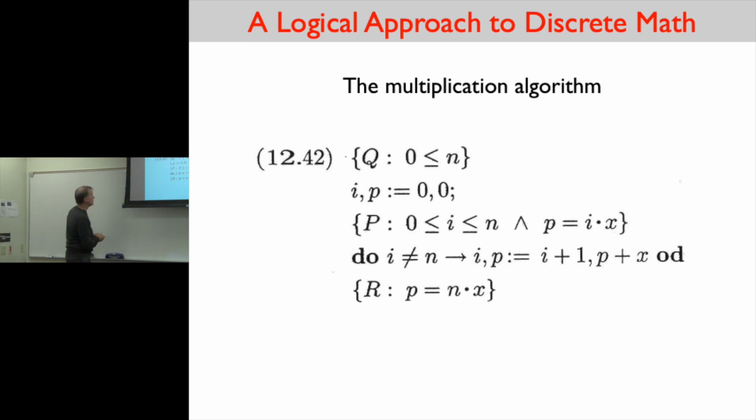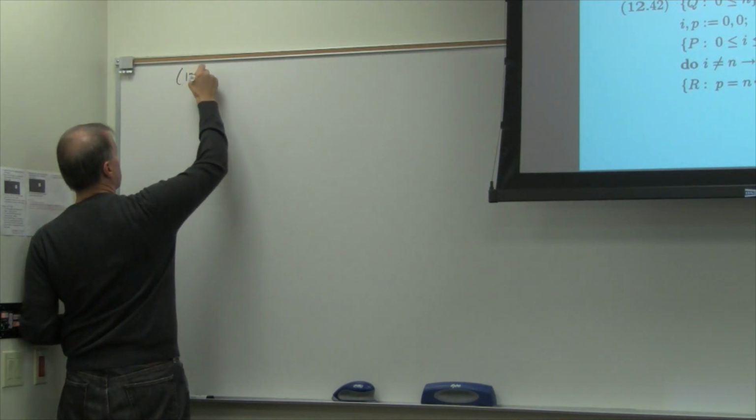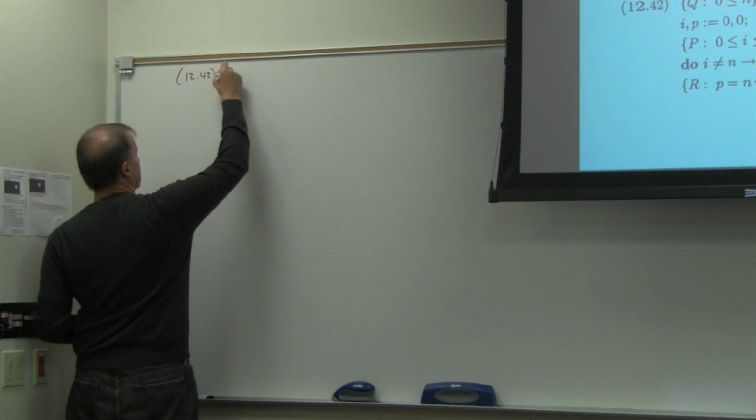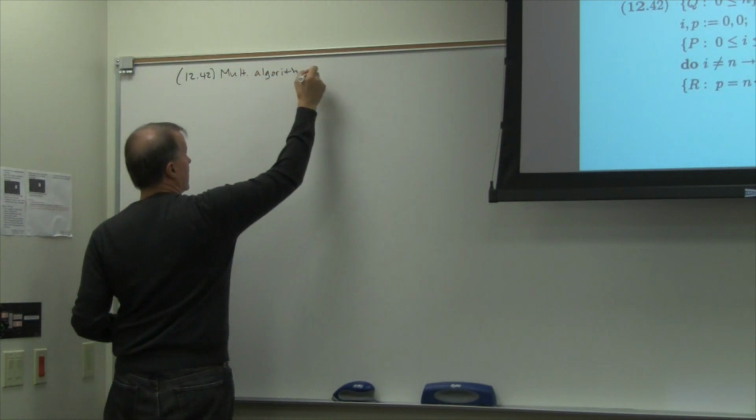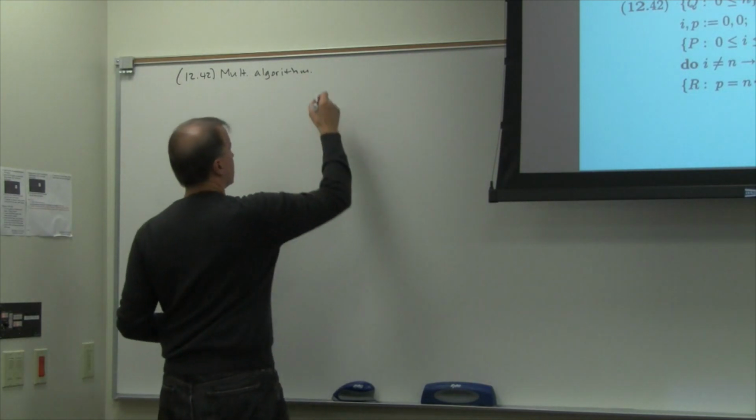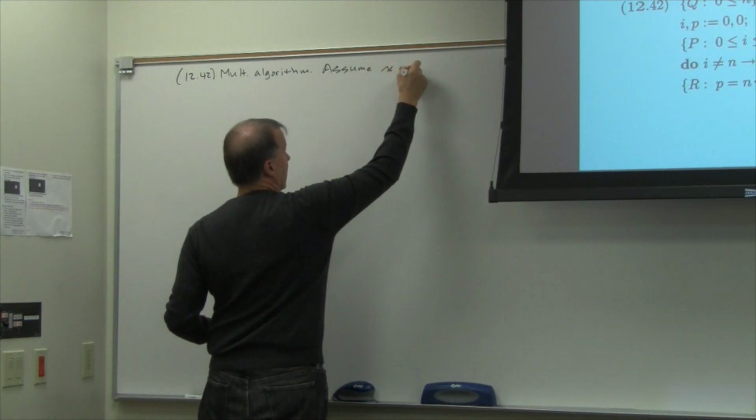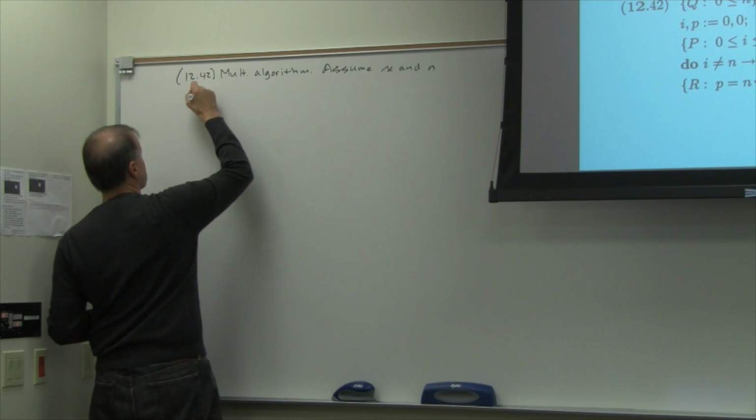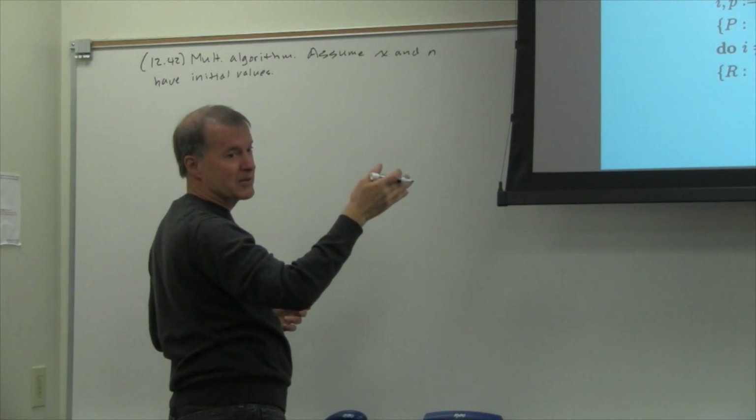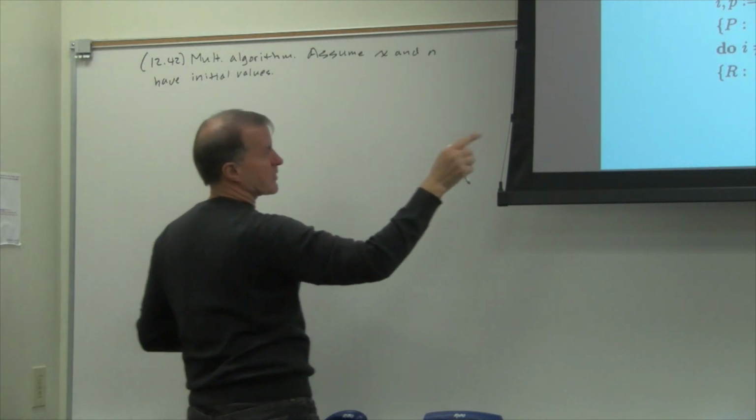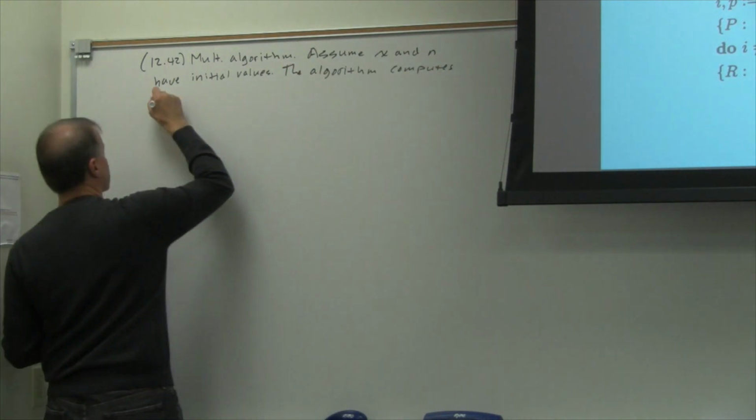So here, let's make a little note. 12.42, multiplication algorithm. We assume that x and n have initial values. And we also assume that n is greater than or equal to 0. So x could be negative if you want. And the algorithm computes the product, x times n.